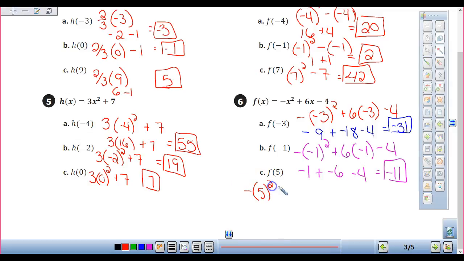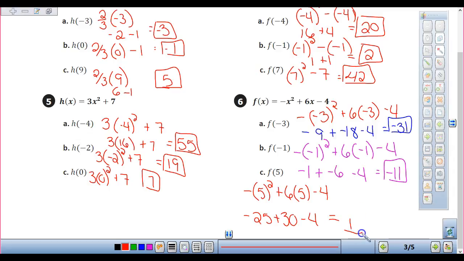-5 squared plus 6 times 5 minus 4. So 5 squared? 25, but then the negative sign comes down with it. So -25 plus, no, 30, positive 30, because it's just positive 6 times positive 5. So plus 30 minus 4 gives us 1.